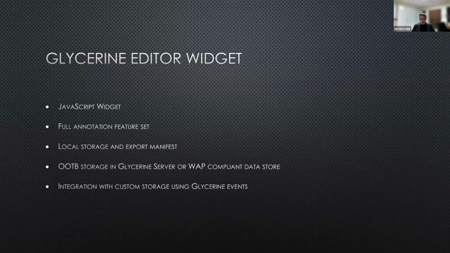Just to summarize all of the key features, Glycerine editor can be implemented as a JavaScript widget. It has the full annotation feature set of Workbench. Your annotations are stored in the browser cache, but can be exported to a manifest. The editor saves annotations out of the box to Glycerine server, or indeed any web annotation protocol compliant data store.